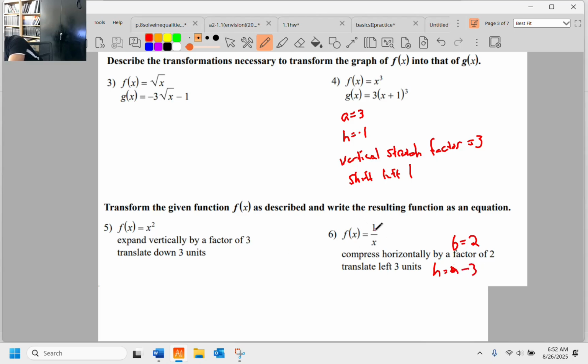Now, this is a rational function. We would write it out like this. We would put a up top, a over x minus h plus k. And I forgot to put the b in there. Let me rewrite this. You would have a over parentheses b times x minus h, plus k. That's how they would be written. No change in a. So just a 1 over. b is going to be 2. And then we're going to shift it left 3.